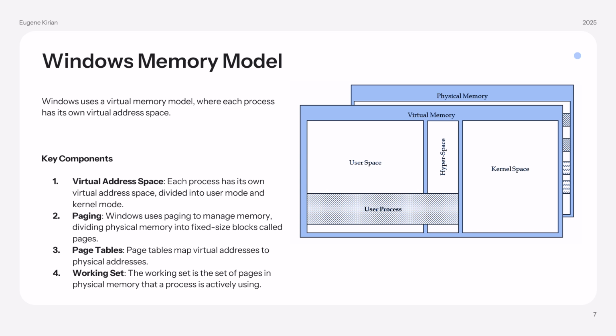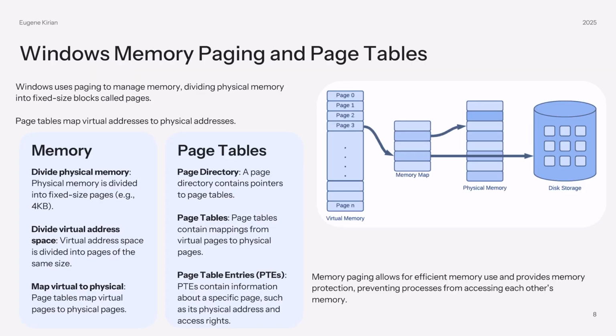And then there's the working set, which is the set of pages in physical memory that a process is actively using. Understanding how Windows manages memory was very important in the old days when computers had relatively little available memory and when the system actively used pagefile to support the needs of running applications. Let's dig deeper into how Windows uses paging to manage memory.